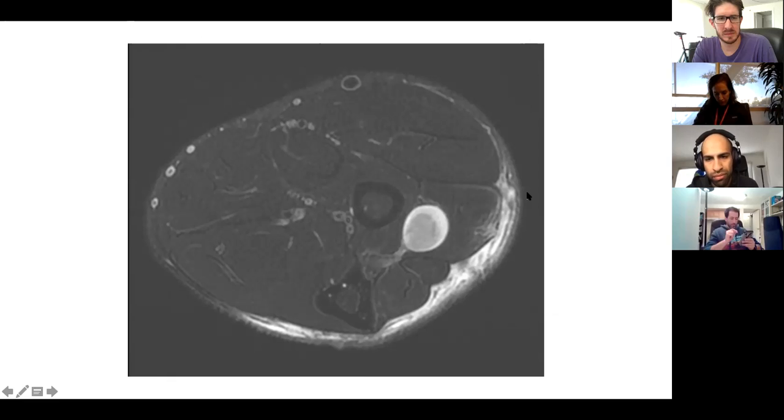I think this is sounding nervy to me. I know that Tinel's was negative, but I think I'd probably think something more like a schwannoma or something. Yeah, kind of like a nerve sheath tumor. Yeah, exactly. It kind of has that.